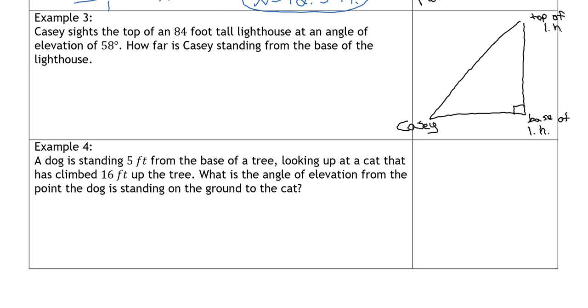So putting in my numbers, we have Casey sights the top of an 84-foot tall lighthouse. So my lighthouse is 84 feet tall, from top to bottom. My angle of elevation is 58 degrees, so my angle going up is 58 degrees. I'll try to use the right angle this time. And then how far is Casey standing from the base of the lighthouse? Okay, so Casey's at the base. That's where I'm going to put my variable.